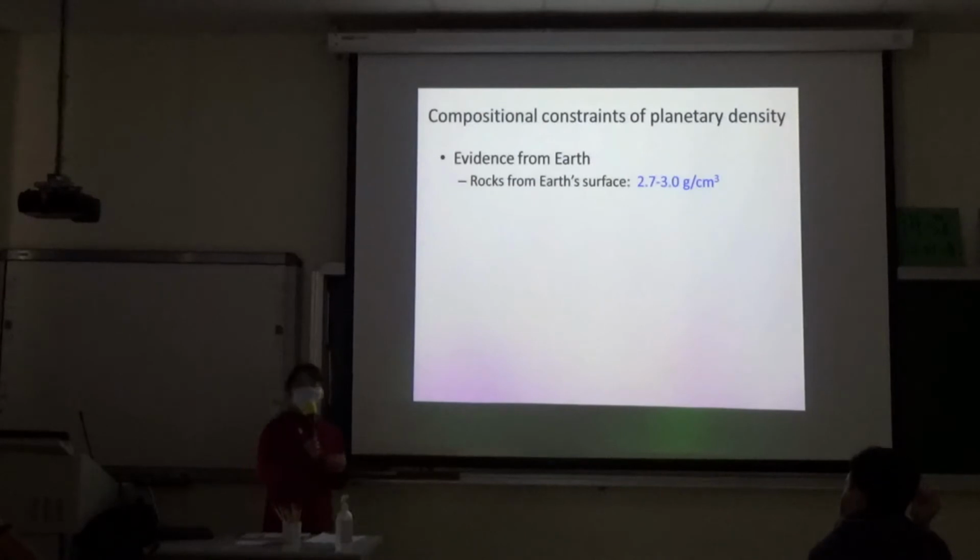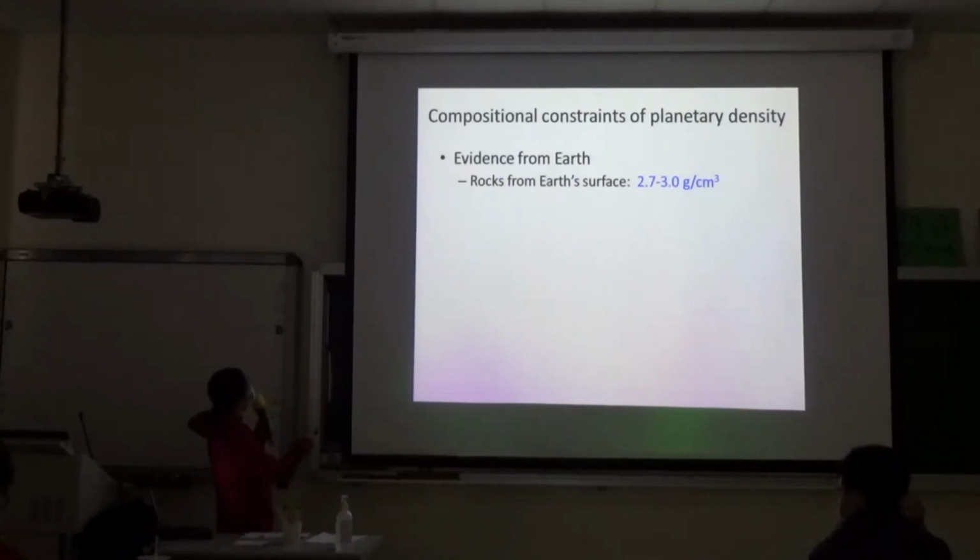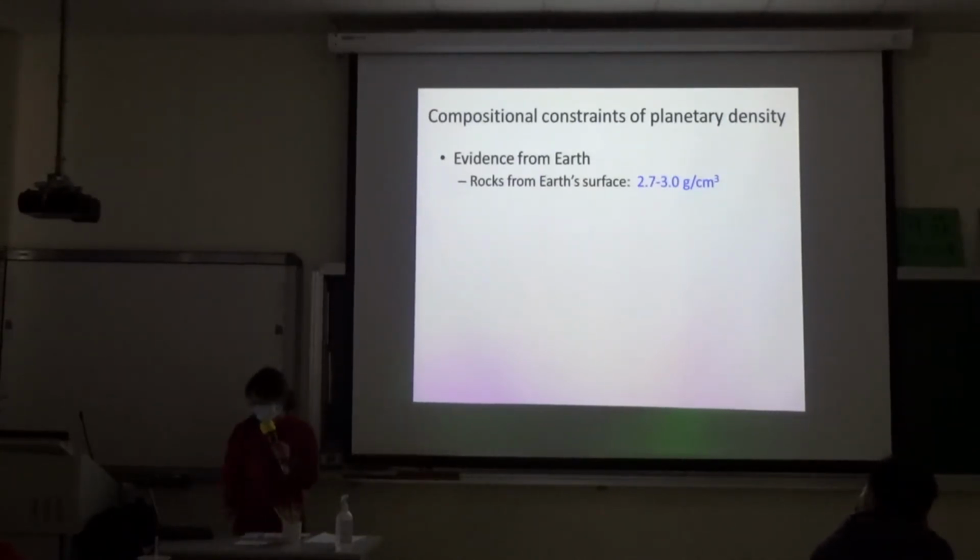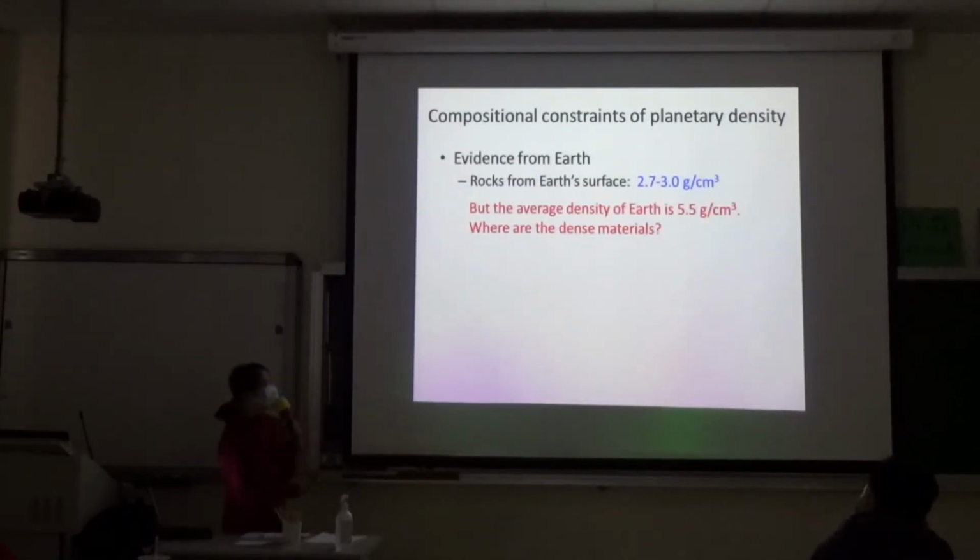Okay, how can we have something more solid as evidence? So, evidence from the Earth. We know the rock from Earth's surface has a density of 2.7 to 3 grams per cubic centimeter. But the average density of Earth is 5.5. So it's heavier. Where are the dense materials?